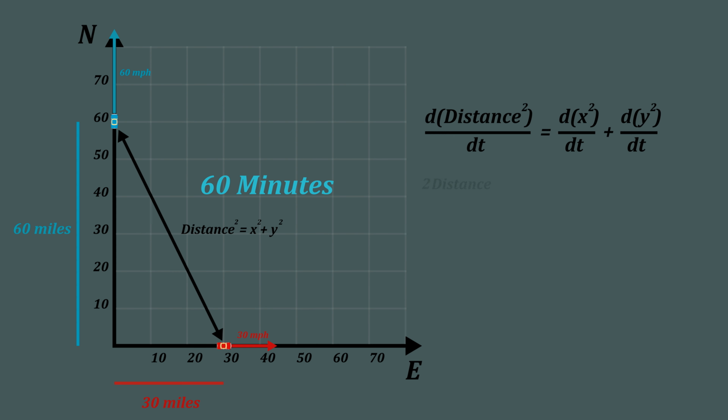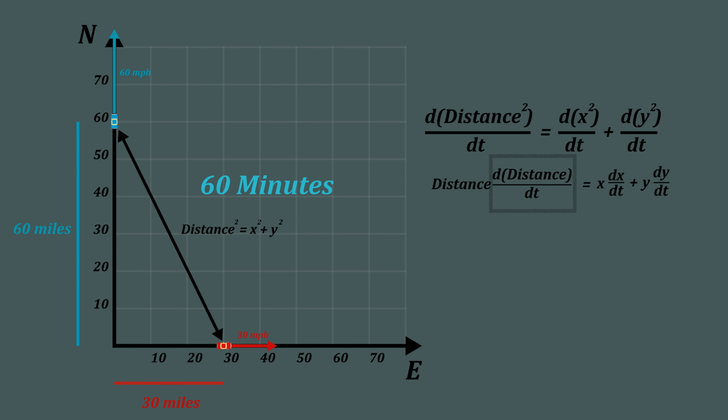Taking the time derivative of this, we get 2 times distance times the time derivative of distance equals 2 times x times the time derivative of x plus 2 times y times the time derivative of y. We can cancel out our 2's and just get distance times time derivative of distance equals x times derivative of x plus y times time derivative of y.